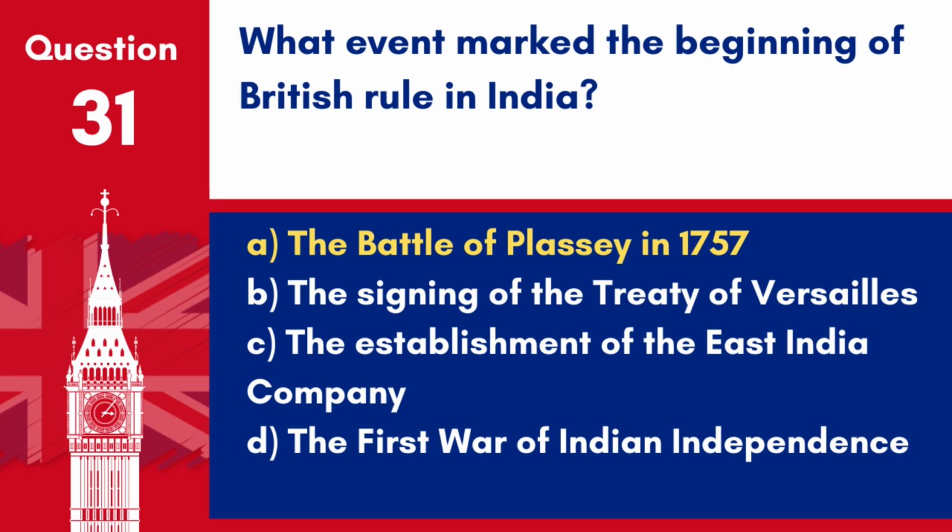Answer. A. The Battle of Plassey in 1757. The Battle of Plassey marked the beginning of formal British rule in India, as it allowed the British East India Company to exert control over Bengal and eventually expand their influence throughout India.